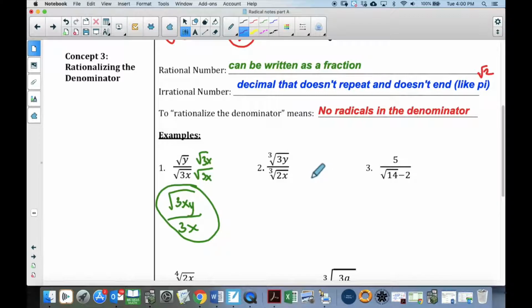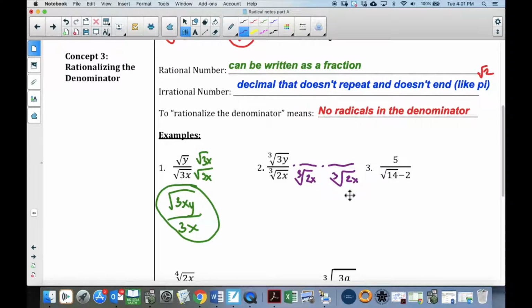Okay, number 2, what about cube roots? Let's go back to that little rule that we were talking about a minute ago. The rule is, if you have 3 of them, because it's a cube root, that would work. And so that's what we need to do. We need to do all 3 of them. Well, we need 2 more, because we have 1. So I'm going to multiply by the cube root of 2x and the cube root of 2x.